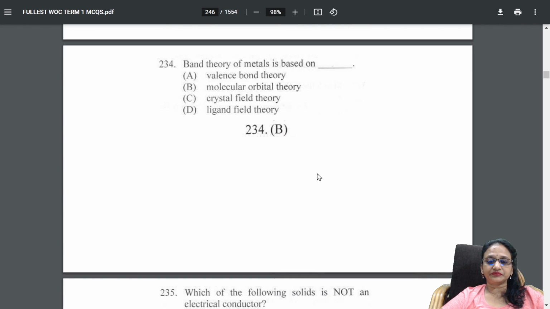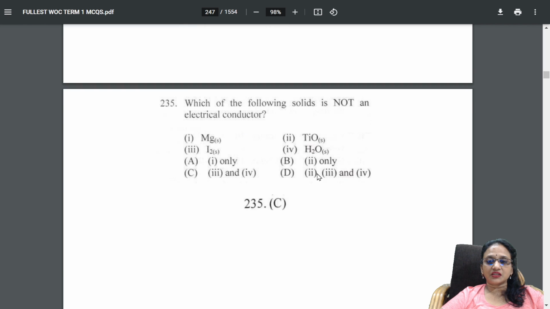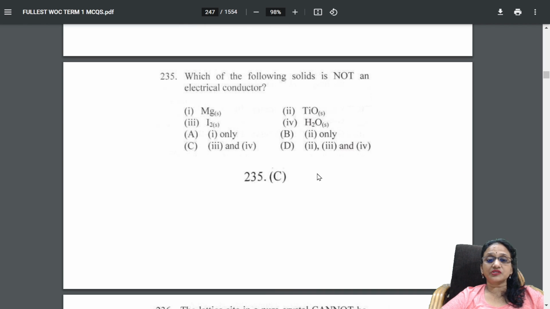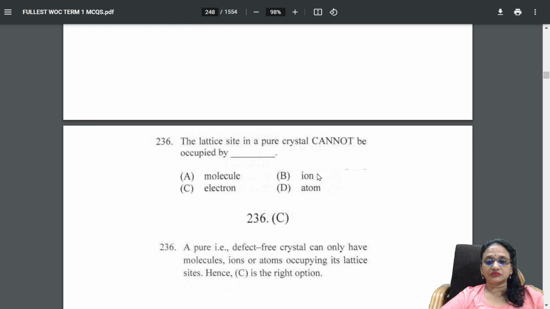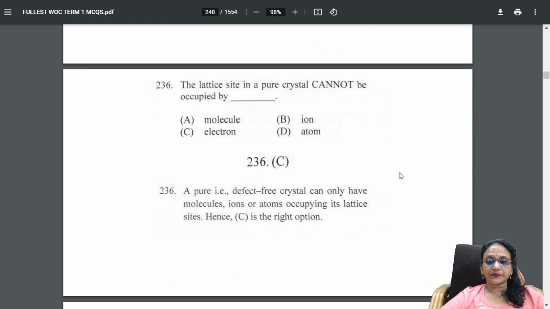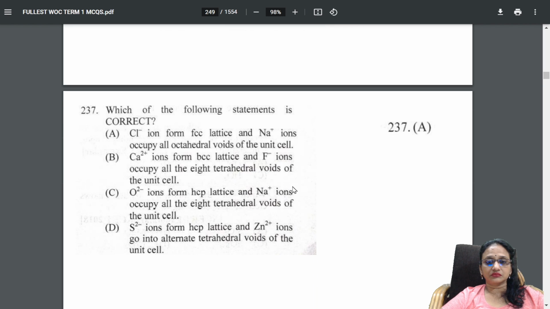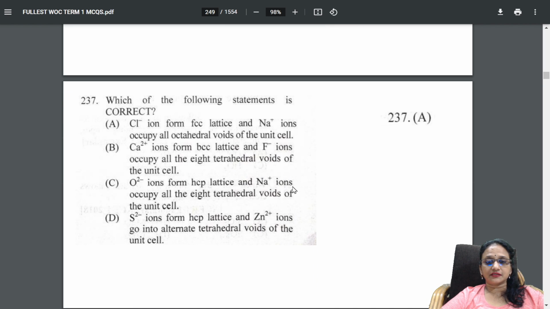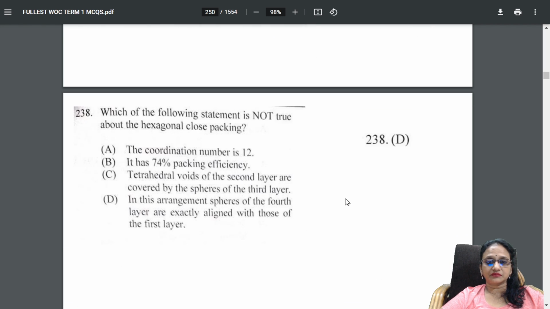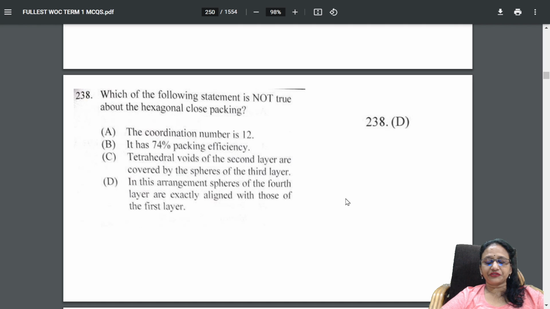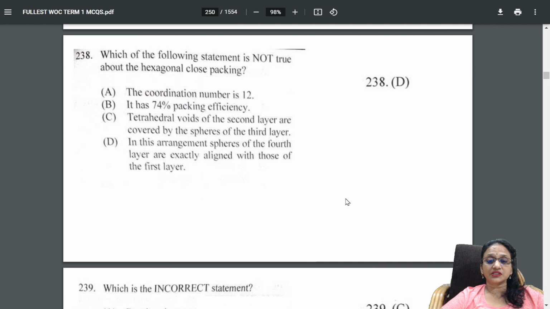Band theory. This is for the state board and the ICSE board students. Pure crystal: a lattice site in a pure crystal cannot be occupied by a lattice electron. What is the reason is also given here. Is the following statement correct? Read the options. And about the packing efficiency, further how they are going to ask you the questions.